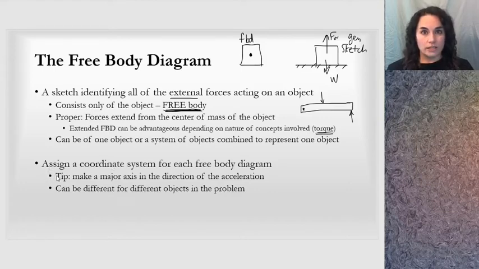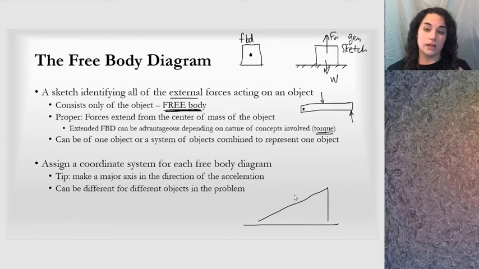When we're doing free body diagrams, because we're working with vectors, we have to assign a coordinate system to each of the free body diagrams. And my tip here is to make a major axis in the direction of the acceleration. An example of that, which we will cover in two-dimensional analysis with inclined surfaces, is when there is a ramp and there may be an acceleration up or down the incline. The tip is: make a major axis in the direction of the acceleration.